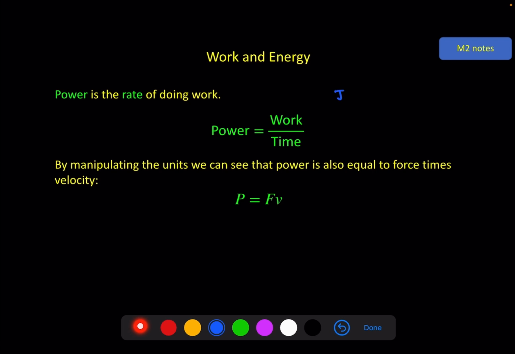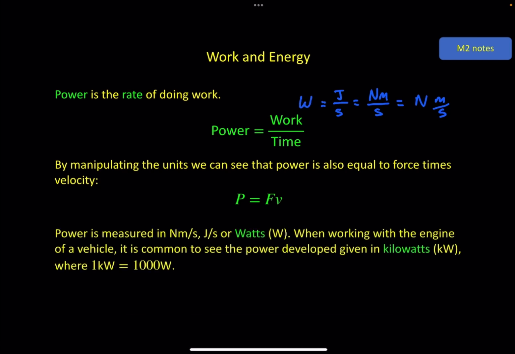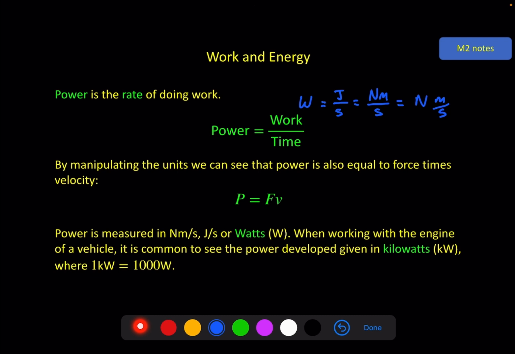Work is joules, time is seconds, but joules we also know are Newton meters, so we've got Newton meters per second. Force times velocity. Joules per second then is a unit of power, but we also call joules per second watts. So power is measured in watts, or Newton meters per second, or joules per second.